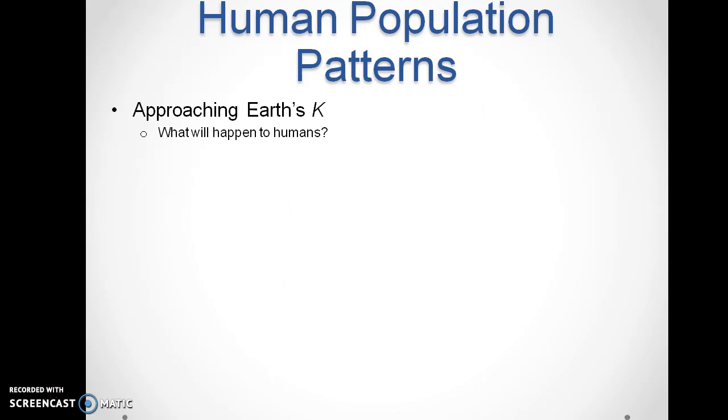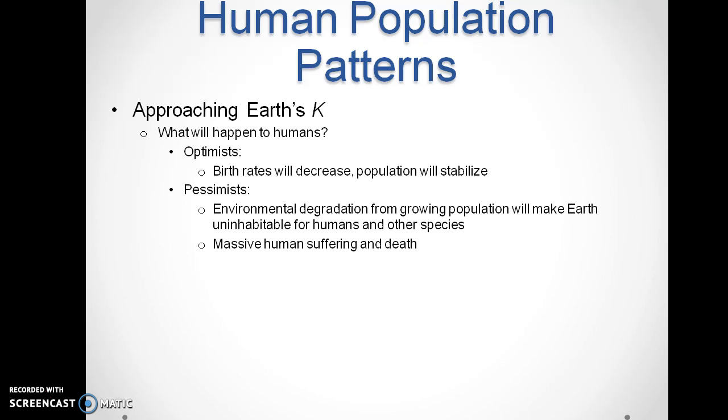Why is this important? Well, because the Earth has a carrying capacity. There's only so many of us humans that can run around this planet. We're going to run out of food, water, shelter, and space. So the idea is, what's going to happen when we reach our carrying capacity, whatever it happens to be? Well, the optimists say birth rates will gradually decrease, populations will stabilize, and we'll be okay. Pessimists say that there will be too many humans, we're going to make the Earth uninhabitable for ourselves and others, and there's going to be a lot of suffering and death. Let's hope it's the former and not the latter.